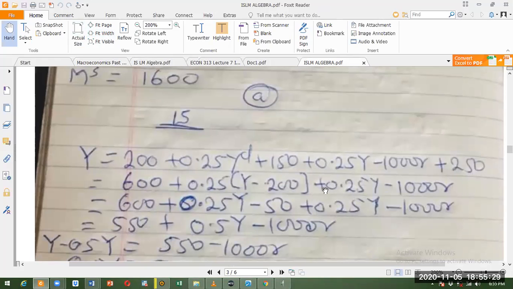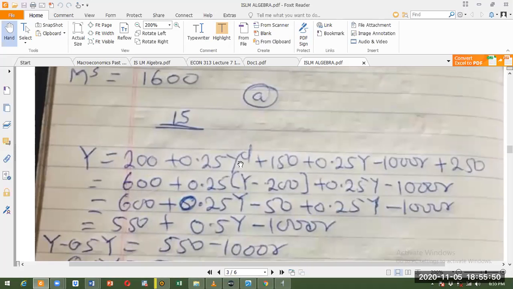Okay, 250. So now I added all the autonomous components, 200 plus 150 and then 250. I'm sure that is giving us 600. Please be checking it too. I am not good in math, so be checking it just in case I make a mistake.